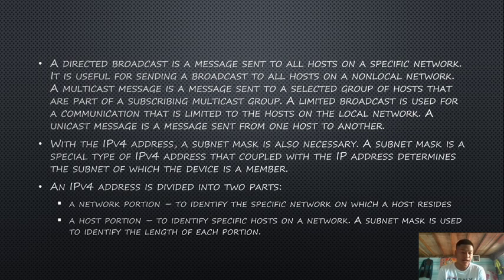So let's proceed. An IPv4 address is divided into two parts: the network portion and the host portion. The network portion identifies the specific network on which a host resides. The host portion identifies a specific host on a network. A subnet mask is used to identify the length of each portion.